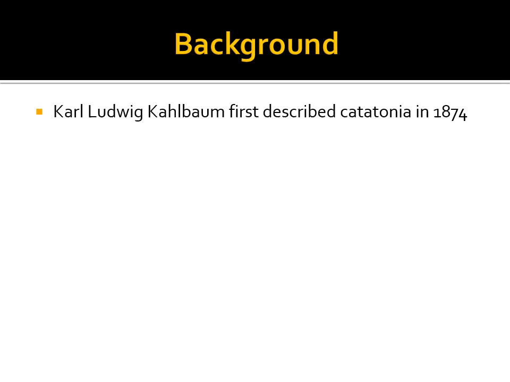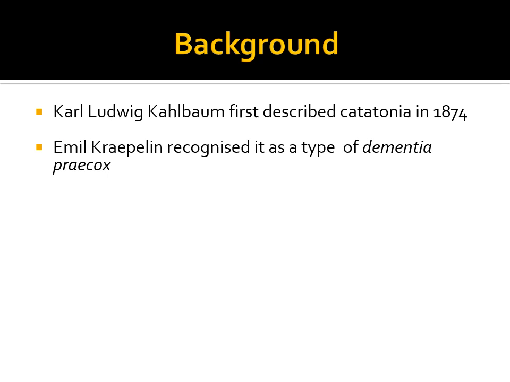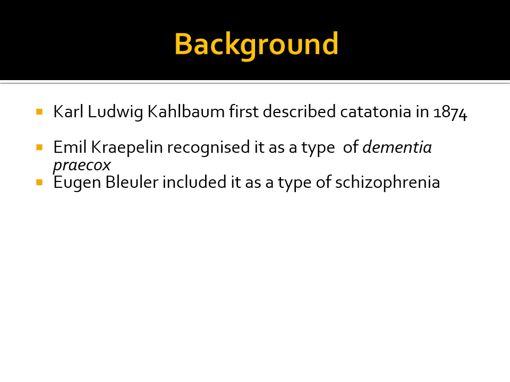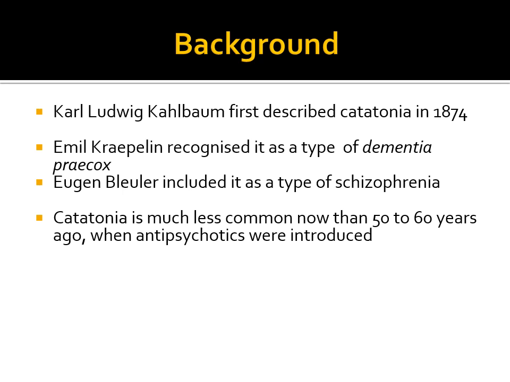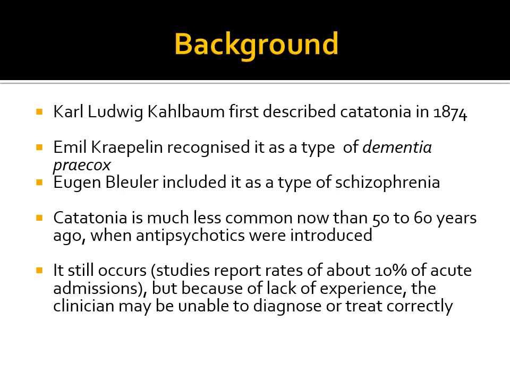Some historical background about catatonia. Catatonia was first described in 1874 by Karl Ludwig Kahlbaum. Emil Kraepelin recognized catatonia as a type of dementia praecox. Eugen Bleuler included it as a type of schizophrenia. Since antipsychotics were introduced about 50-60 years ago, catatonia is much less common. It still occurs, and research studies report rates of about 10% of acute admissions.